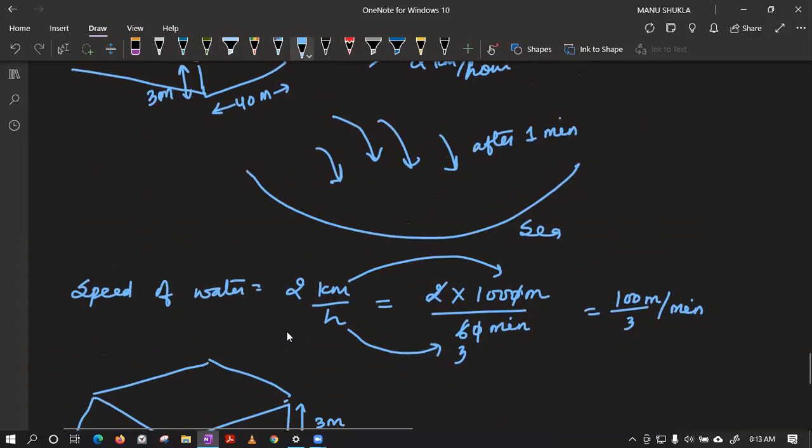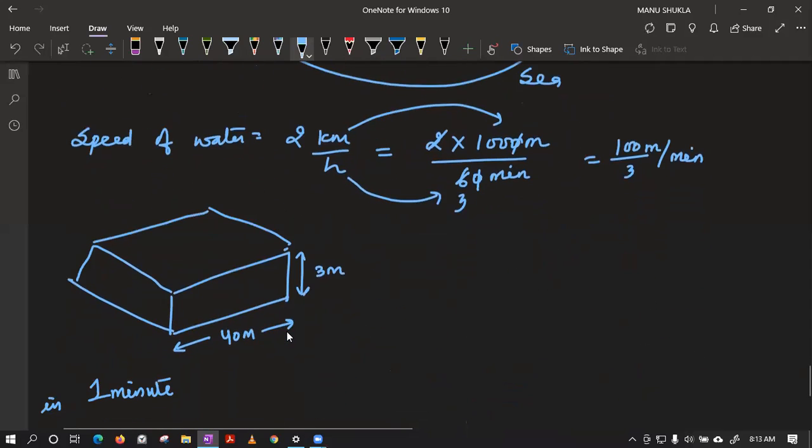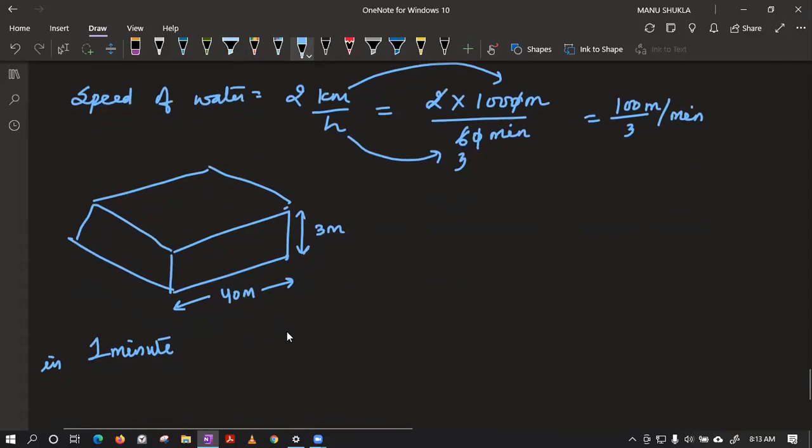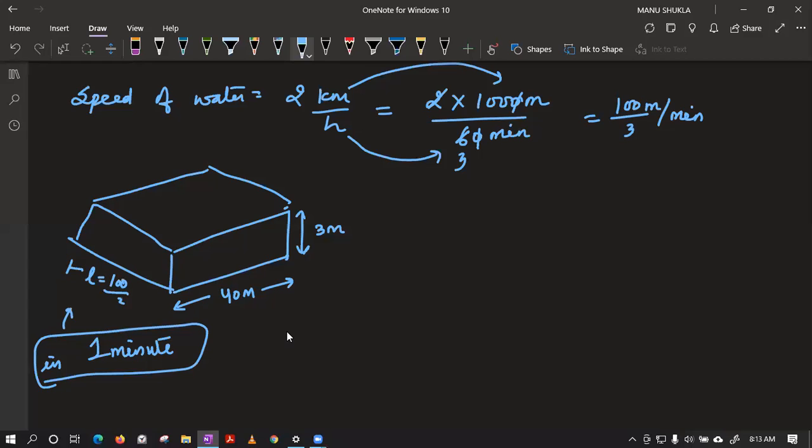And now we can take the length as how much, class? For the 1 minute thing, we can take the length as, please tell me, this new way just came to my mind, that now we can take the length for 1 minute only. For 1 minute, the length will be how much? Class, please tell me. 100 upon 3. Very good. So this thing just came to my mind. I never did this question like this before.